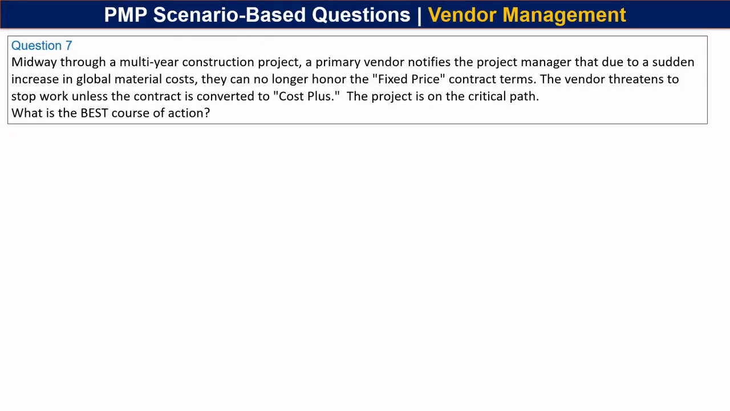Question 7. Midway through a multi year construction project, a primary vendor notifies the project manager that due to a sudden increase in global material costs, they can no longer honor the fixed price contract terms. The vendor threatens to stop work unless the contract is converted to cost plus. The project is on the critical path. What is the best course of action?